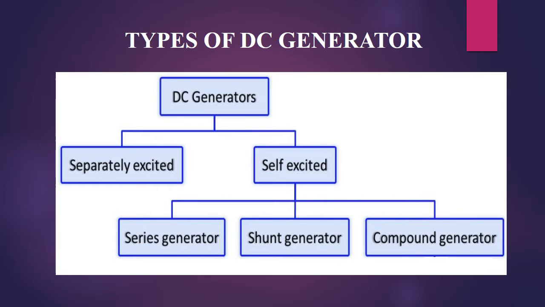In a long shunt compound generator, the shunt field winding is connected across both the series field and the armature windings. That is, in a short shunt compound generator, the shunt field winding is connected in parallel with the armature and this combination is connected in series with the series field winding.